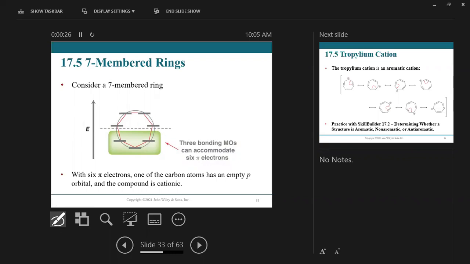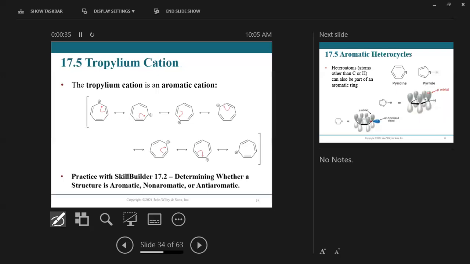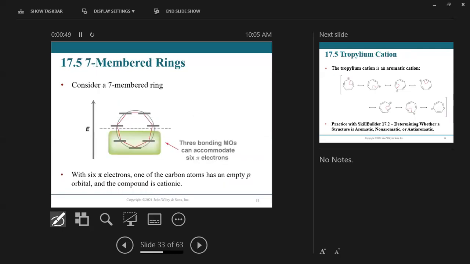And we're talking about aromatic, non-aromatic, and anti-aromatic. So it says consider a 7-membered ring with 6 pi electrons. What they're talking about is this compound right here. If we think about this, okay, we have a 7-ring compound. If we put all our electrons here, there's 3 bonding molecular orbitals that can accommodate 6 pi electrons.